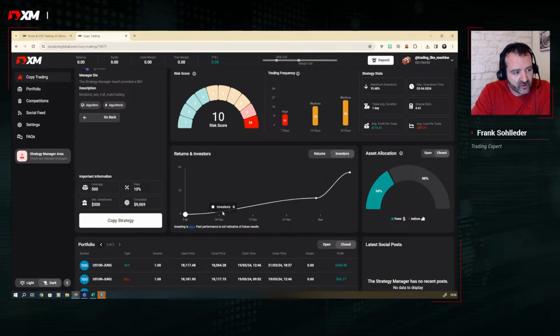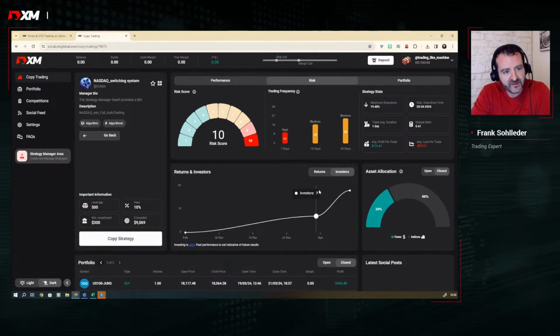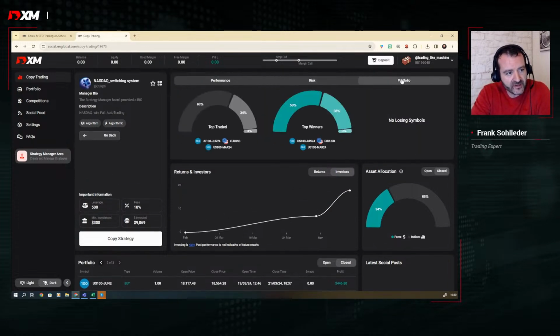Then we're looking at the investors. The investors have been growing relatively well as well. So it seems like people are seeing the strategy, they're getting notice of it, and people are getting interested in this strategy. That looks really very, very good.